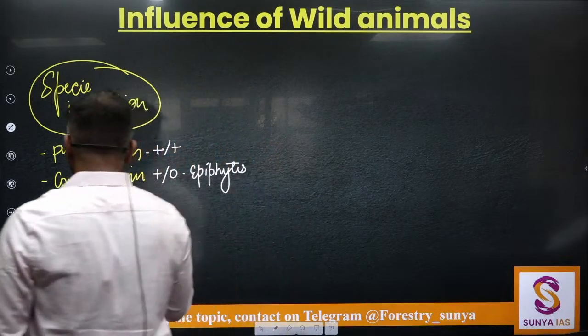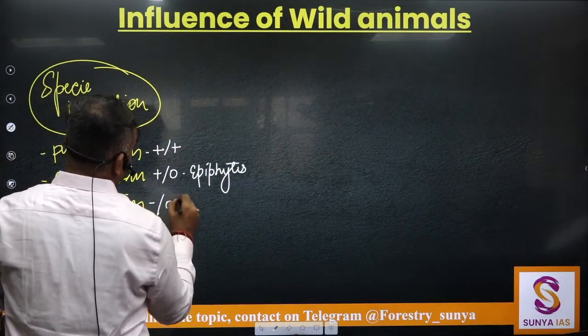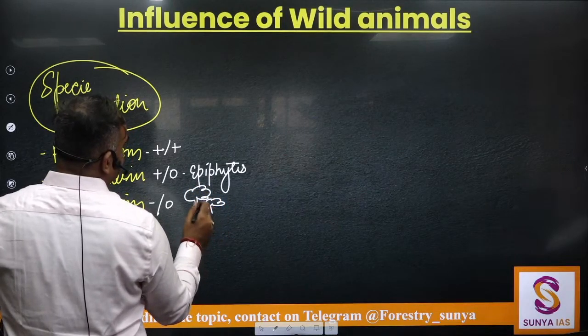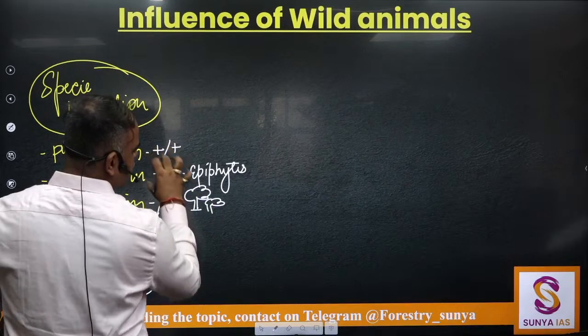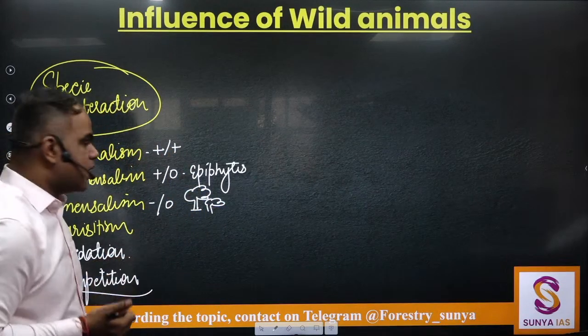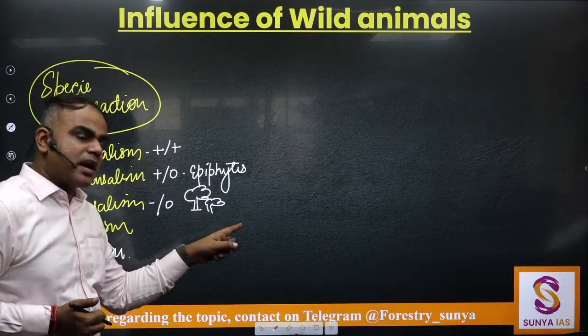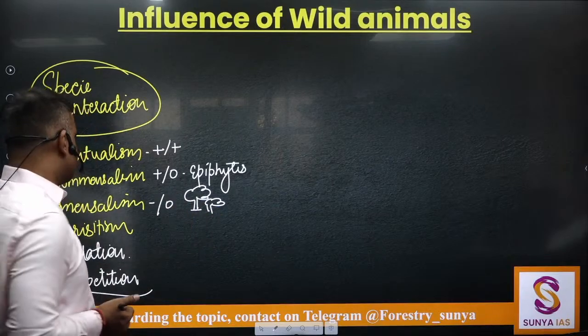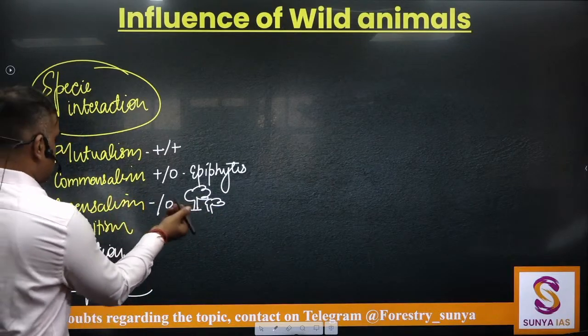Amensalism on the other hand is minus and zero. Again a big tree and a small tree. The big tree is getting all the light. The small tree, because of the big tree, is not able to get the light. So the small tree is negatively impacted, but the big tree is not impacted by the presence of the small tree. That is minus and zero.